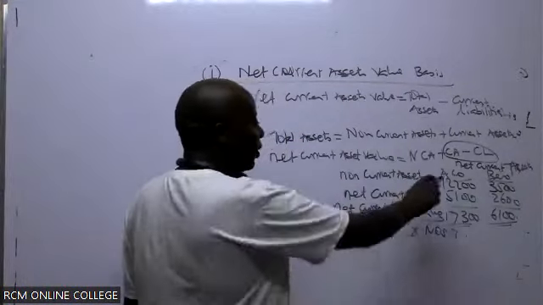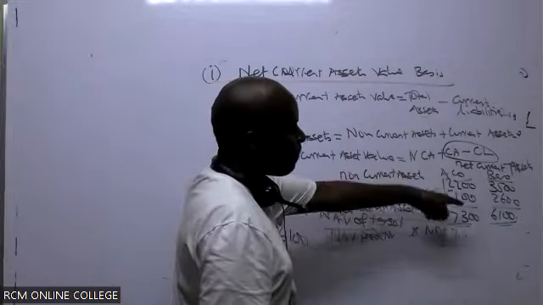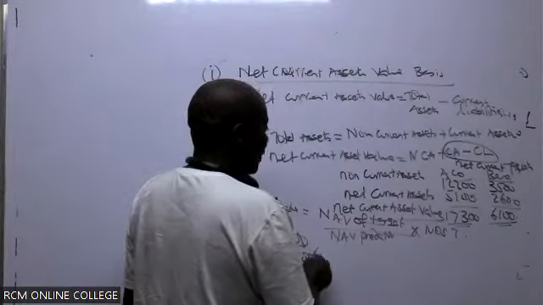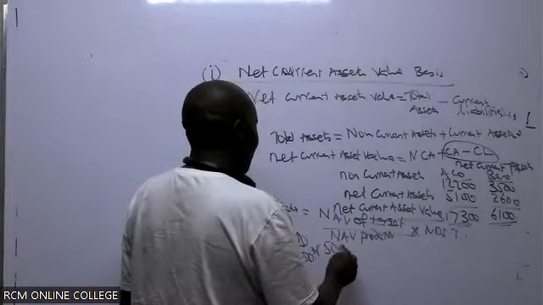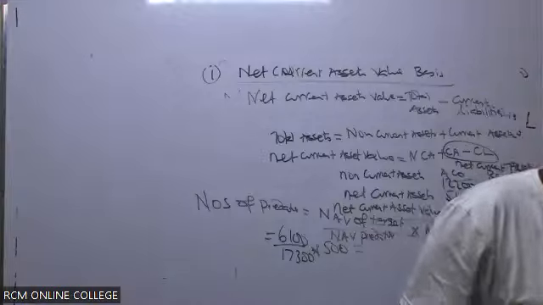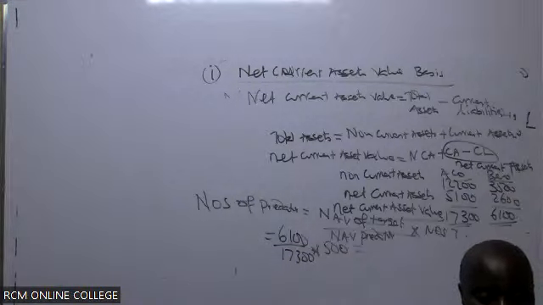So our net asset value using this will be 6,100 for Bero, which is the target, over 17,300, times the number of shares of the target company, 500. So what are we able to get, ladies and gentlemen?